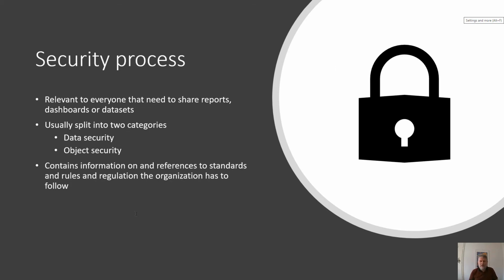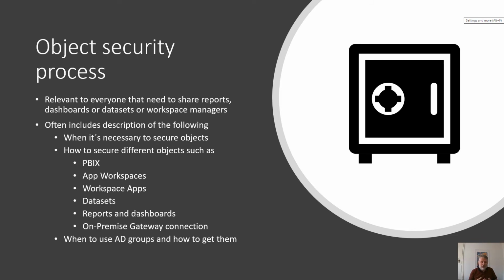And the next one is the security process. That's of course relevant to anyone who needs to share reports. It might be specific people, or it might be the same people as before. It's usually split into two categories: data security and object security. And of course, it will contain information or references on whether you need to be GDPR compliant, or you have any kind of ISO standard or something that you need to live up to. It will contain references to those, so not only how you should do it, but maybe why it's important to do those security measures.